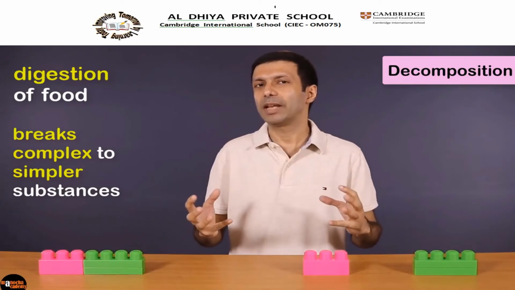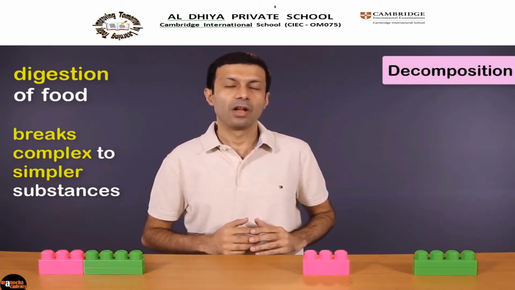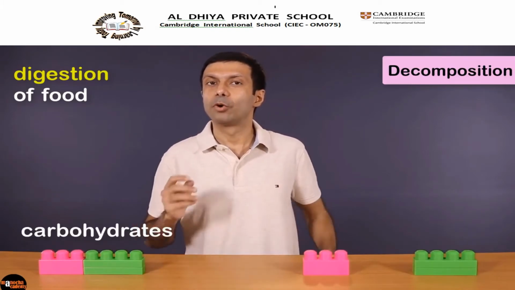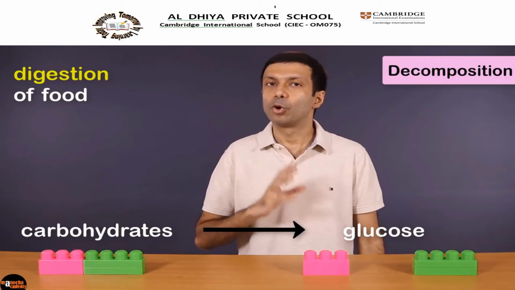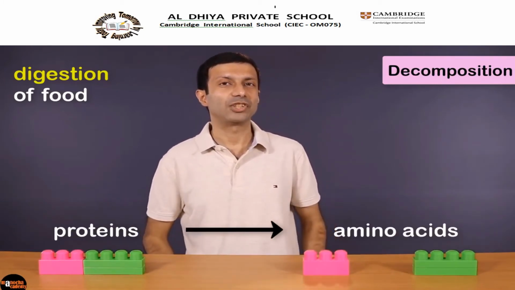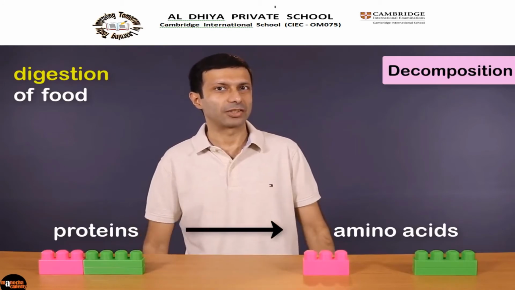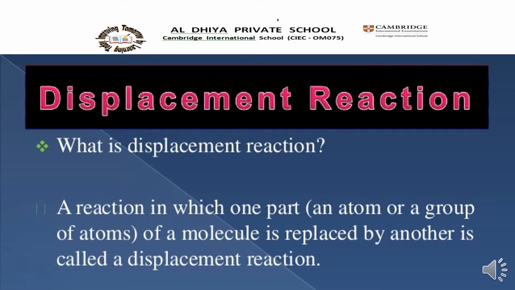Our digestive system breaks down the complex food substances into simpler substances. For example, carbohydrates are broken into simpler sugars such as glucose. Proteins decompose to form amino acids. So digestion is a decomposition reaction. Let's pin decomposition reaction on our concept board. Remember the key point? Only one reactant.